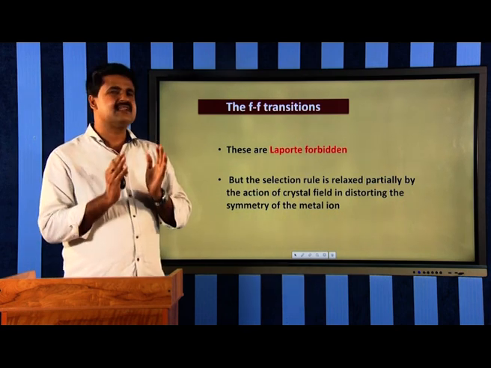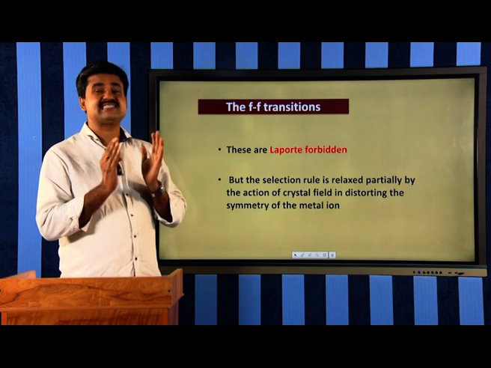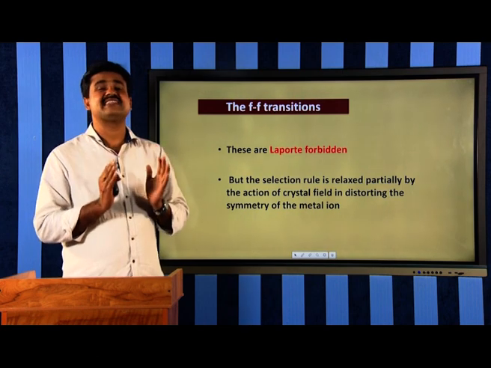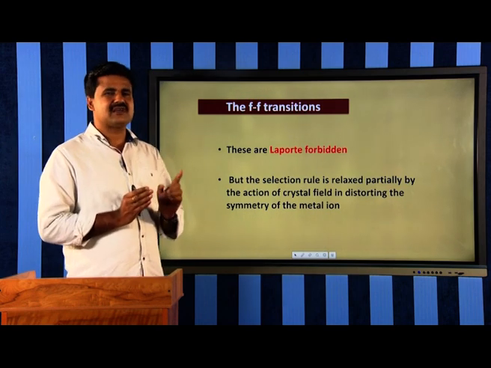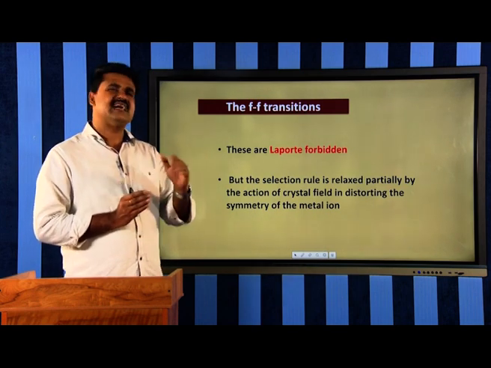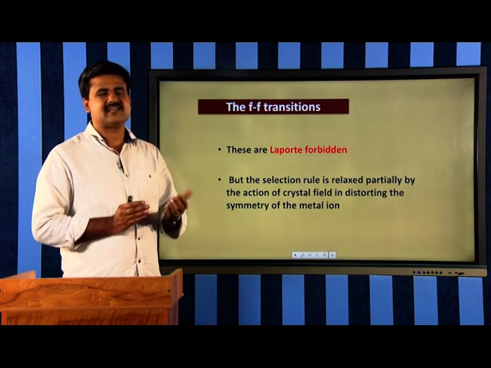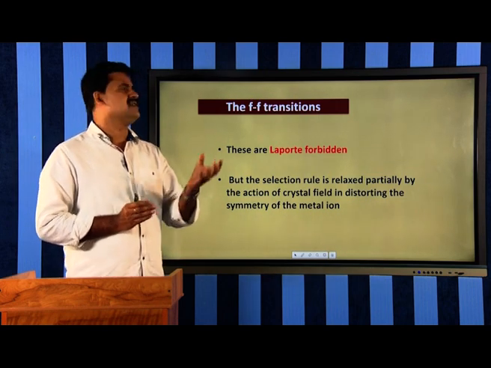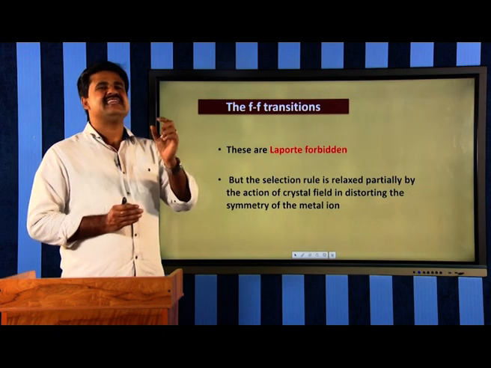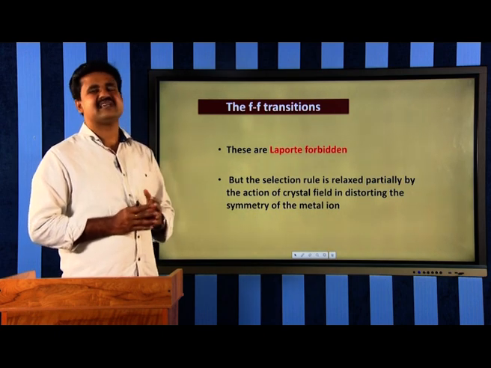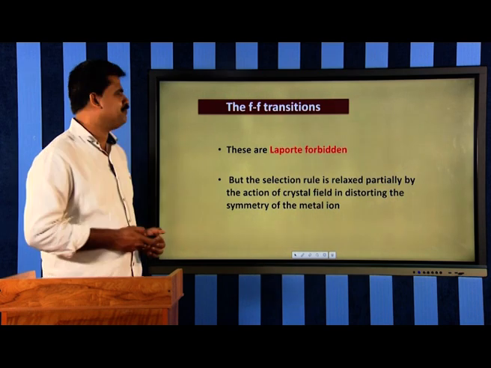That is, crystal field effects affect the symmetry of the central metal actinide ion. So, if some relaxation of the Laporte rule occurs, that f-f transition may happen. Since the f-f transition is Laporte forbidden, the intensity corresponding to that transition will be minimum.